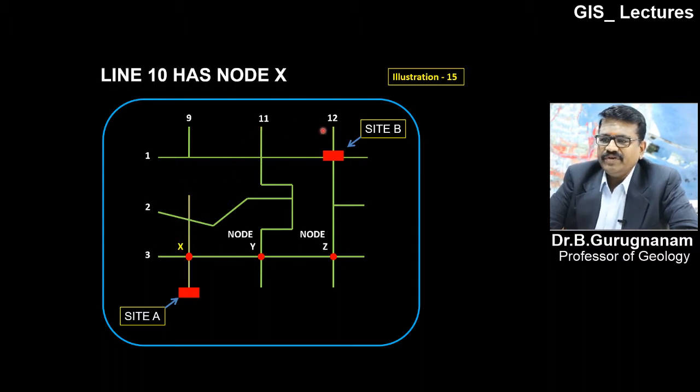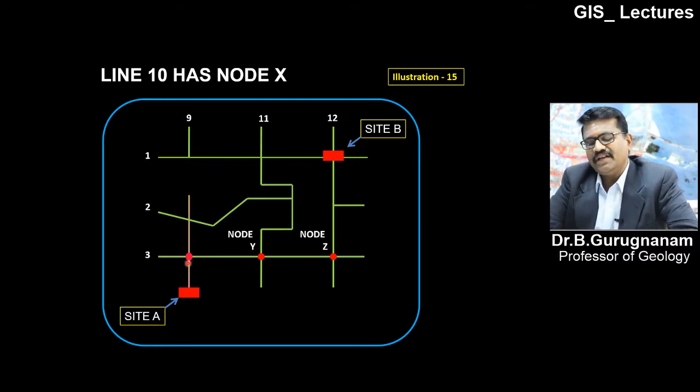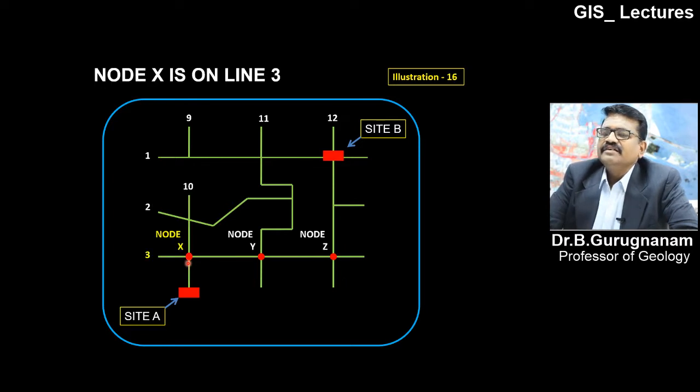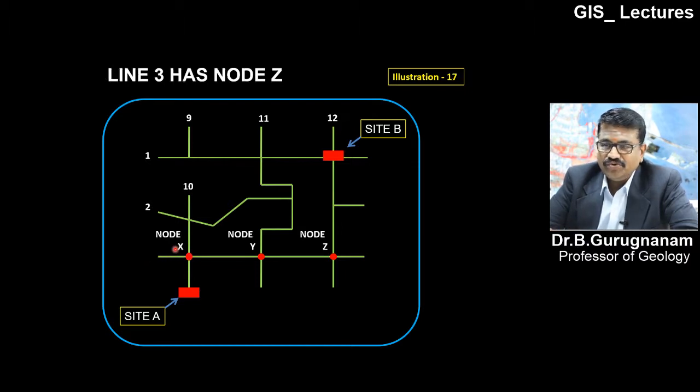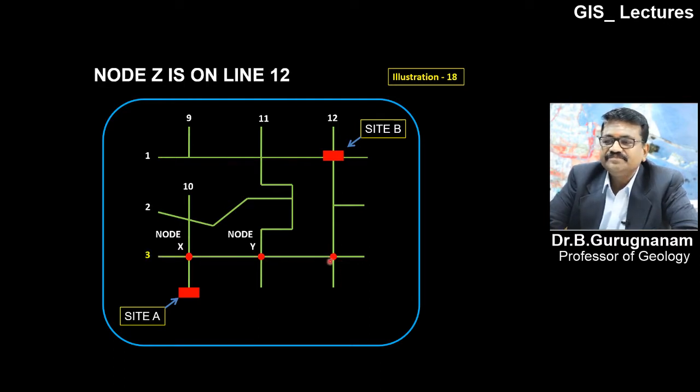So if you take line 10, in line 10 you have a node X. That is the first point in the last slide. The node X is there in line 3, so that is the second connection between the line and the nodes. In line 3 you see, line 3 goes, and then in line 3 you have node Z. Node X is also there, node Y is also there, node Z. Node Z is on line 12.